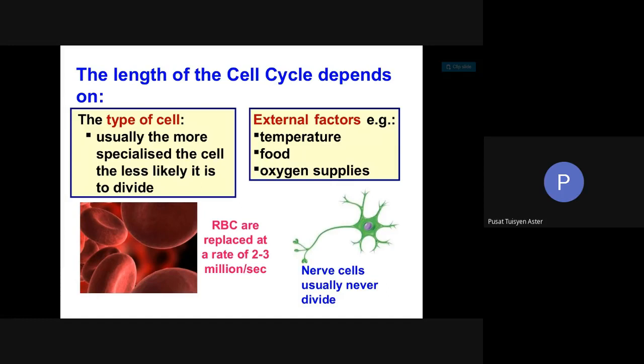Sebab kenapa? Nerve cells ni, sekali ada, the damage rate pun kurang. Right? It's not going to burst or whatsoever unless you're getting electric shocked or whatsoever, right? Or having through aging process, maybe yes. So external factors that are going to affect the cell cycle are temperature, food and oxygen supply.